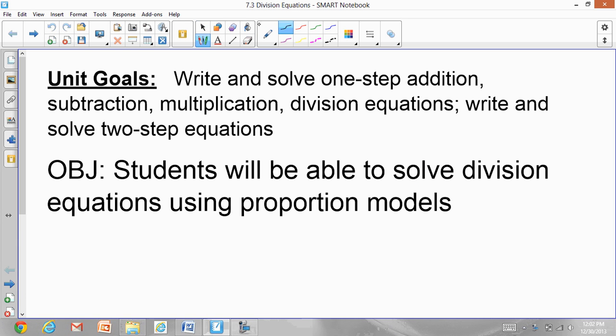In your notebook, write 7.3 division equations along with today's date. So you will be able to solve division equations using proportion models, and this is also a one-step equation.